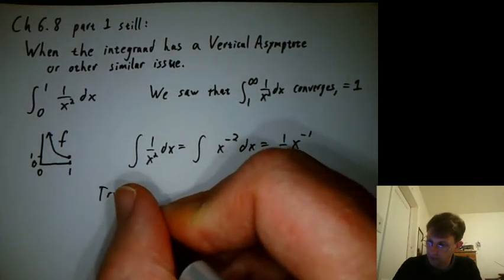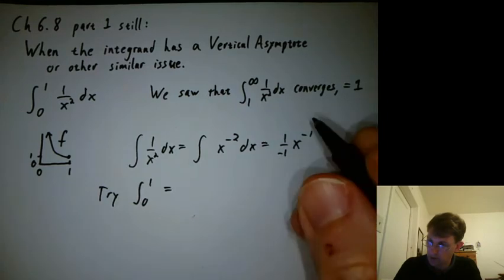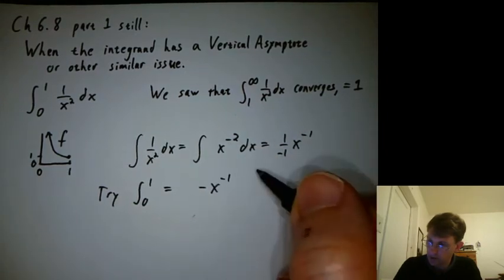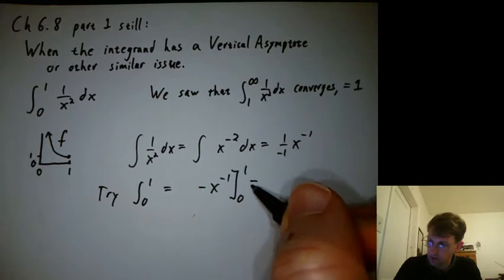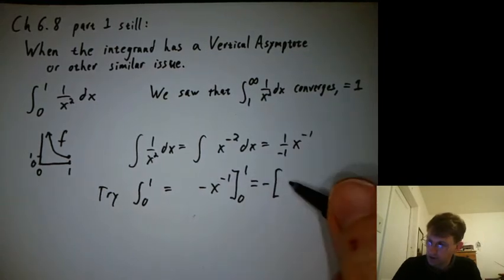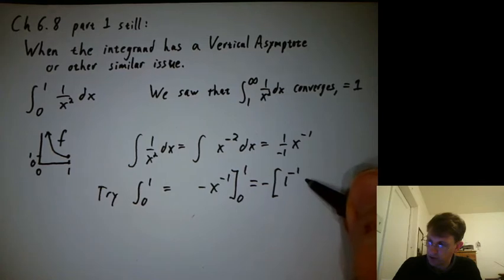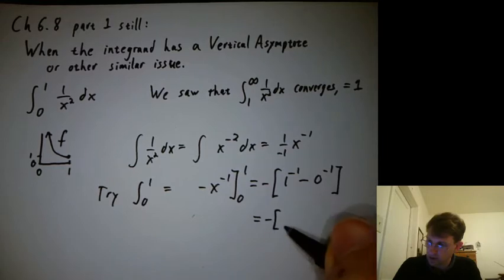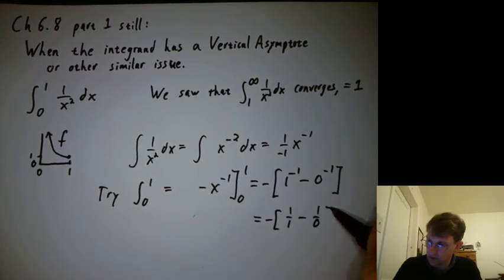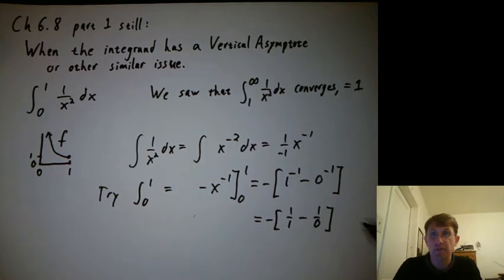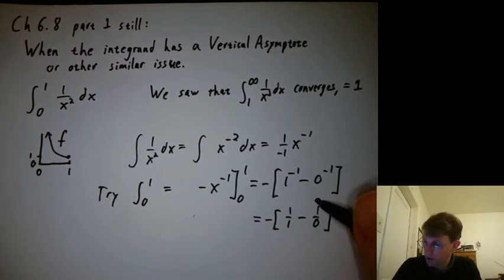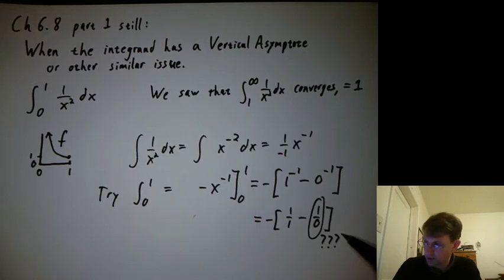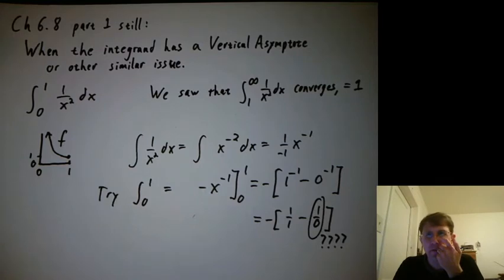So try the integral from 0 to 1. That would give us minus x to the minus 1 from 0 to 1. We'll move the minus out front and plug in 1. So we get 1 to the negative 1 minus 0 to the negative 1, which is 1 over 1 minus 1 over 0. Do you see any danger spots here? Yeah, dividing by 0 is going to be a problem. So what do we say about that? What is 1 over 0? It's undefined. Well, maybe if we're a little more careful about it, we can figure out what it's sneaking up on.